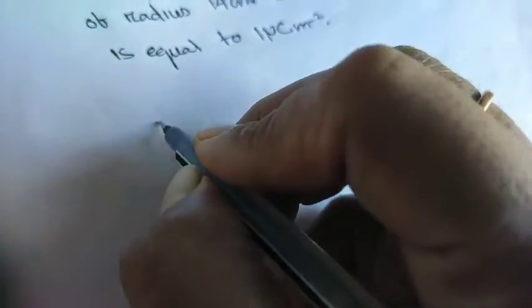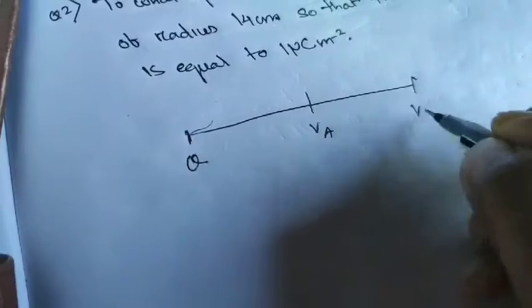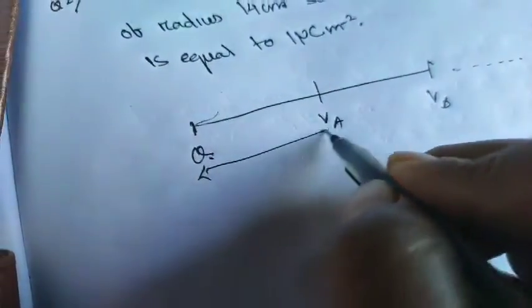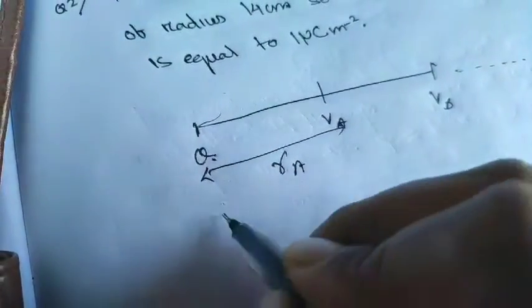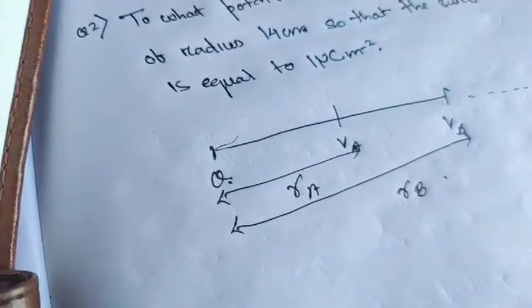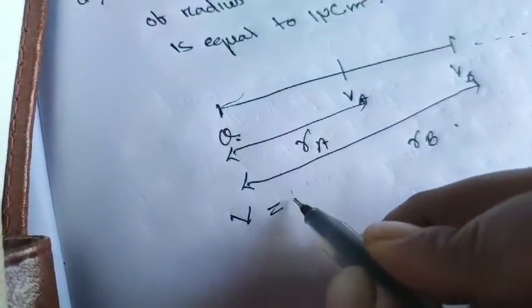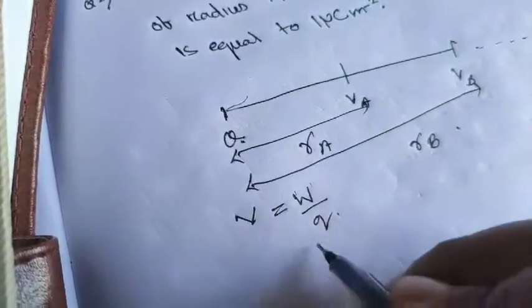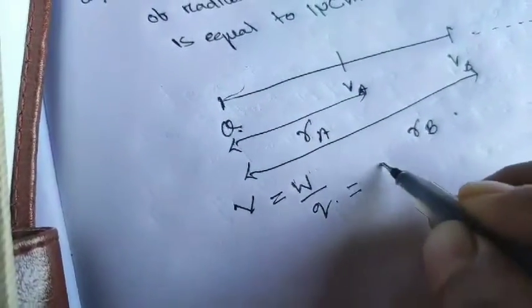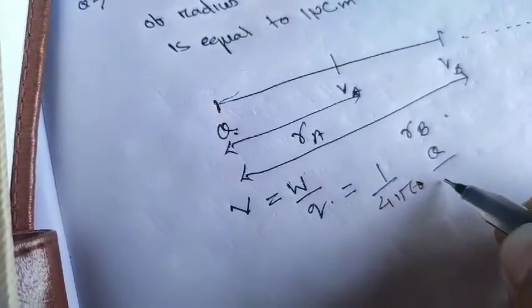Okay, this I will draw again for you. Suppose this is the point Q, this is the point A, this is the point B, and suppose it is infinity somewhere. Clear? This is the distance, student. I can consider r_A, and from here to here I can consider r_B. Clear? So the potential formula we know, work done per unit charge. So the final formula is 1 by 4 pi epsilon naught Q by r.